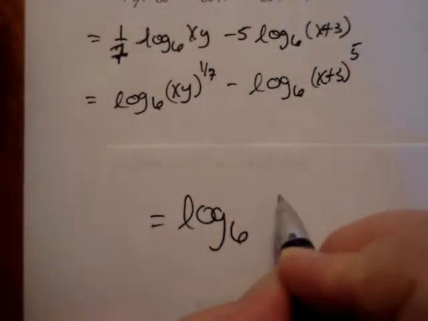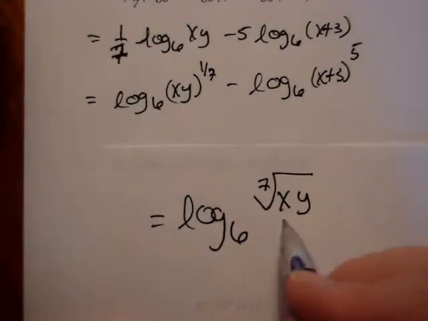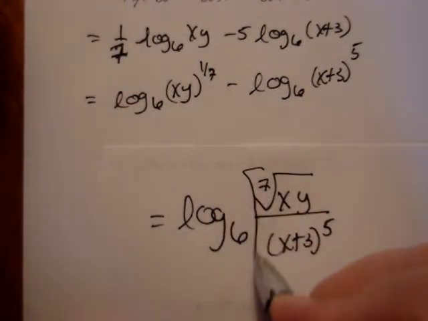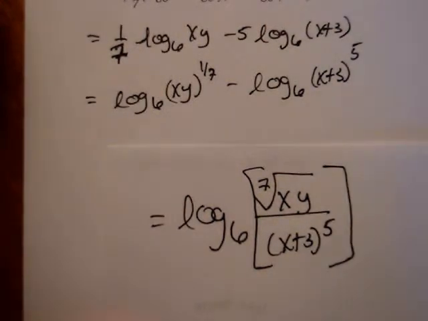Log base 6 of xy, let's change that back to radical notation, 7th root over x plus 3 to the 5th root. I'm taking the log base 6 of that whole thing. And that's completely condensed. Okay? Alrighty.